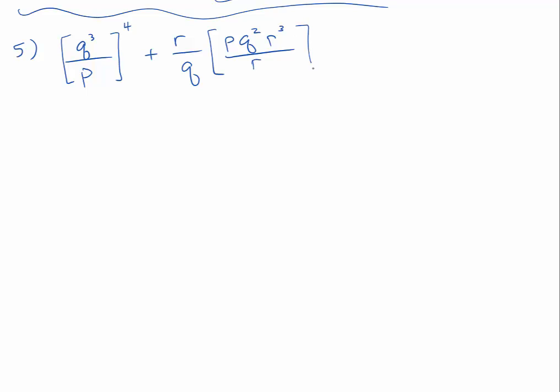Let's see, number 5, we have, in parentheses, and these are brackets, and brackets we can treat like parentheses unless you're talking about intervals and stuff, q to the 3rd power over p, and these p's and q's are looking similar, so make sure you have the correct letters in the correct spots, plus r over q, and then we're multiplying that by p, there's a lot of letters in here, q squared r cubed over r squared.